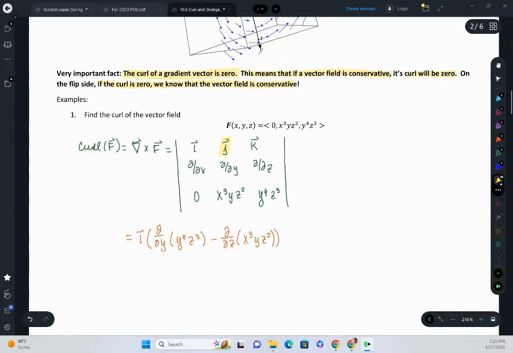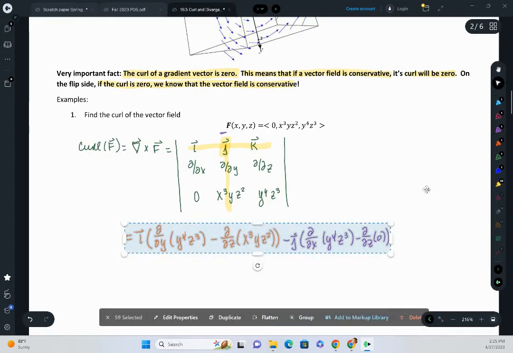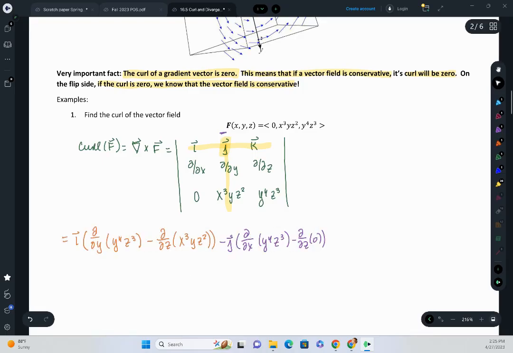focus on j. Remember, we have a minus sign with j, so minus j hat, and then our 2 by 2 determinant is del del x of y to the 4th z cubed minus del del z of 0. I need to move this a little bit. Okay, and then finally we have, let's get rid of those highlights.